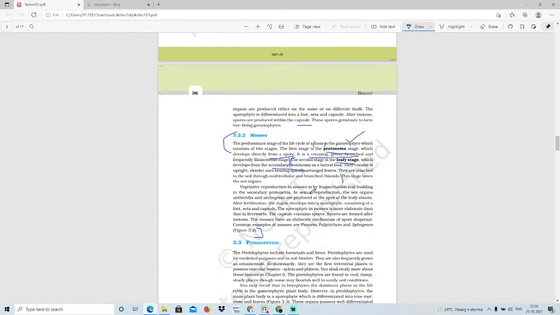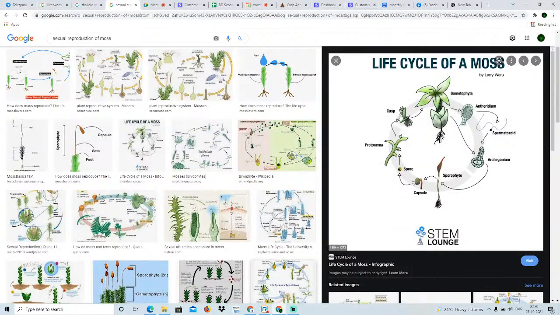So we will read this again. Vegetative reproduction in mosses is by fragmentation and budding in the secondary protonema. You know the secondary protonema stage is this stage. In this stage, there will be budding or fragmentation. Asexual reproduction can occur in the secondary protonema stage.